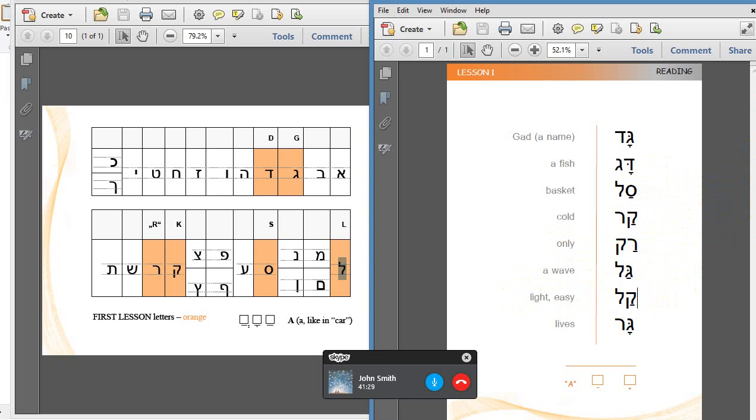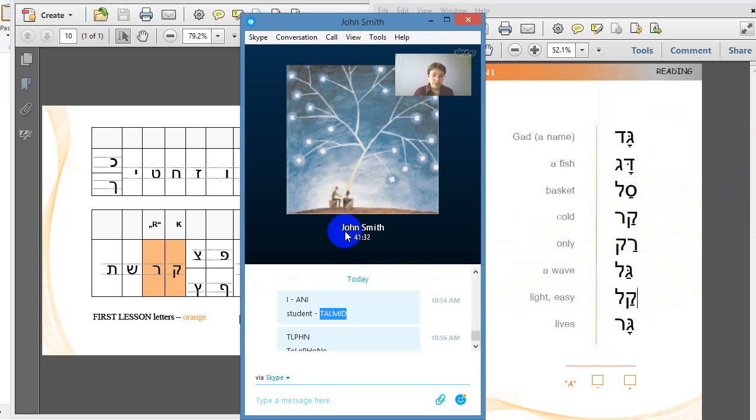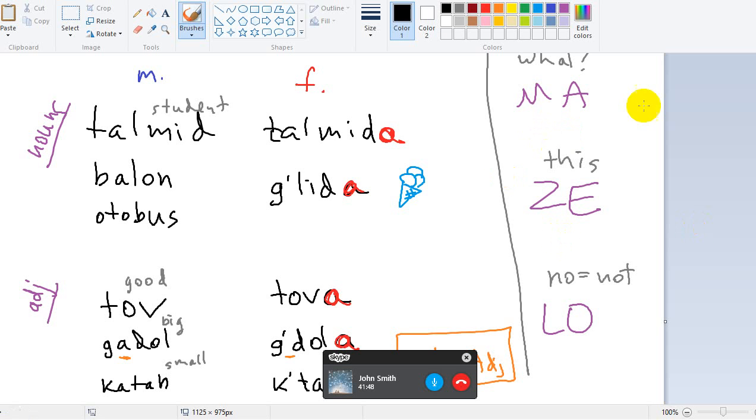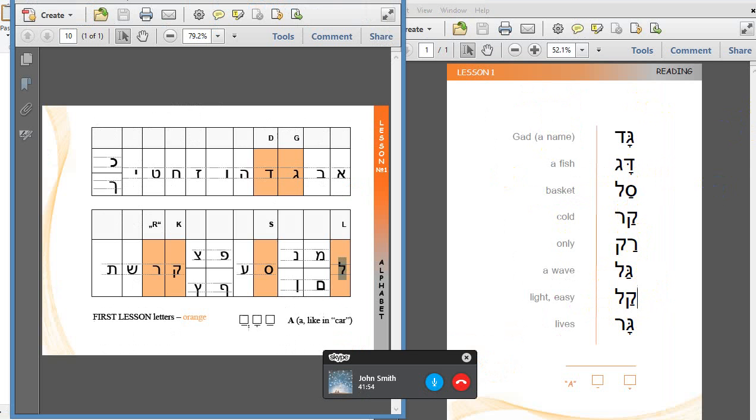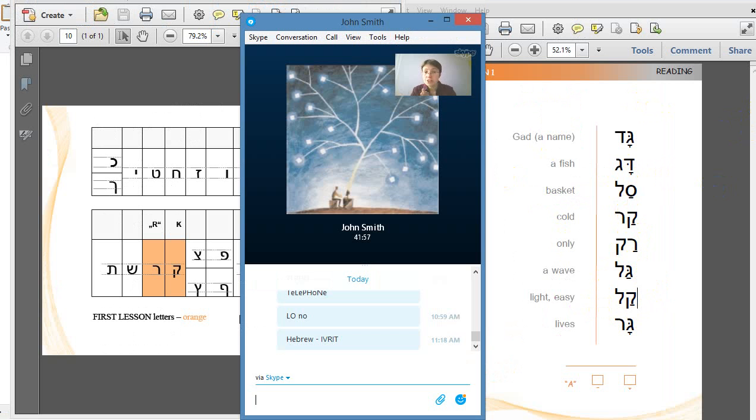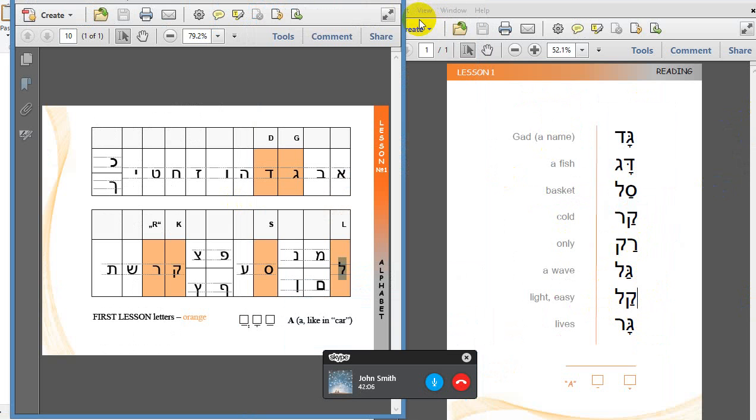How do you say that? How do we say Hebrew, by the way? Hebrew in Hebrew is Ivrit. So Hebrew, this is easy. Ivrit, this is ze, light, easy. Kal. Ivrit ze kal. Yes, do you agree with me? I think Ivrit ze kal. Hebrew is easy. And the last word to practice, and we can finish this lesson for today, is G.